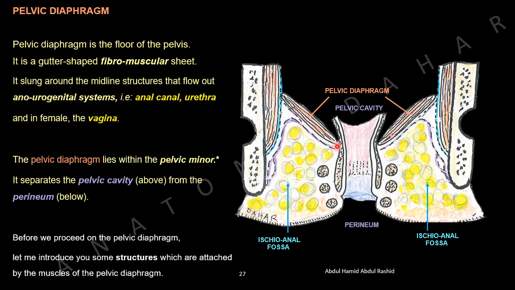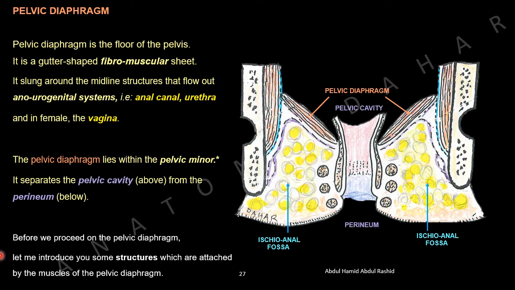Pelvic diaphragm. This is a coronal section of the pelvis minor. These are the midline structures. The pelvic diaphragm is the floor of the pelvis. It is a funnel-shaped fibromuscular sheet. It is slung around the midline structures that flow out the ano-urogenital systems, that is the anal canal, urethra, and in female the vagina. The pelvic diaphragm lies within the pelvis minor. It separates the pelvic cavity above from the perineum below.